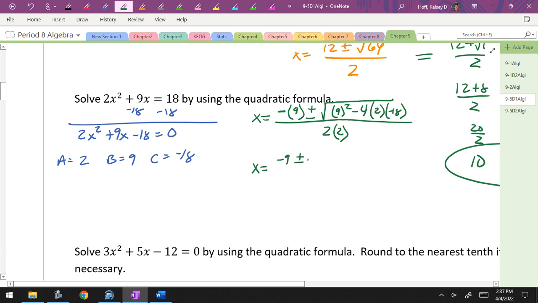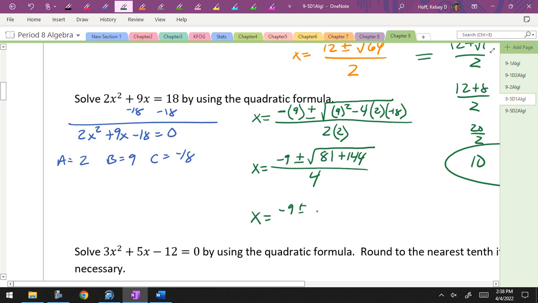Okay, so negative 9 is negative 9 plus or minus the square root of 9 squared, 81. Negative 4 times 2 times negative 18. Positive. You have a negative and a negative. You have positive 144 all over 4.